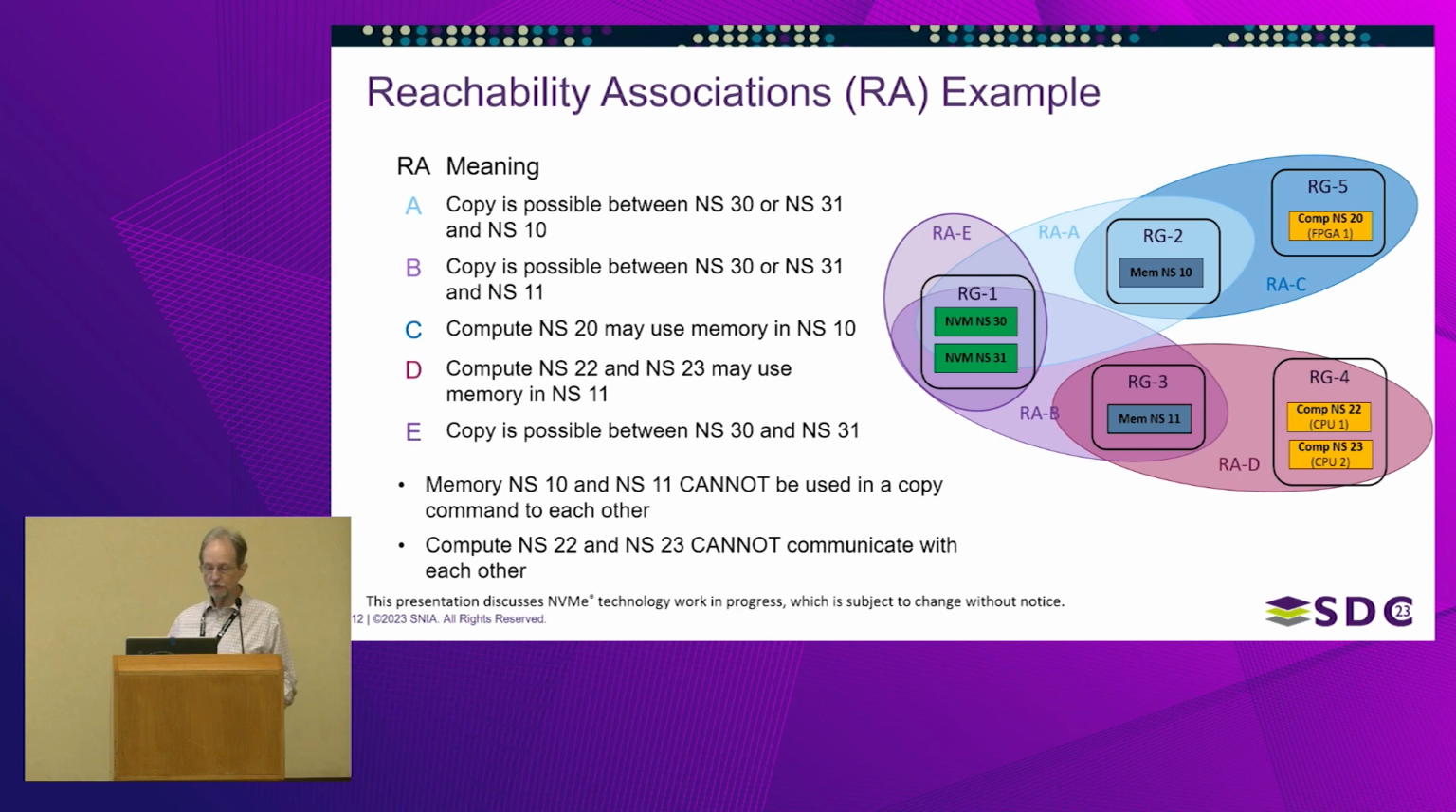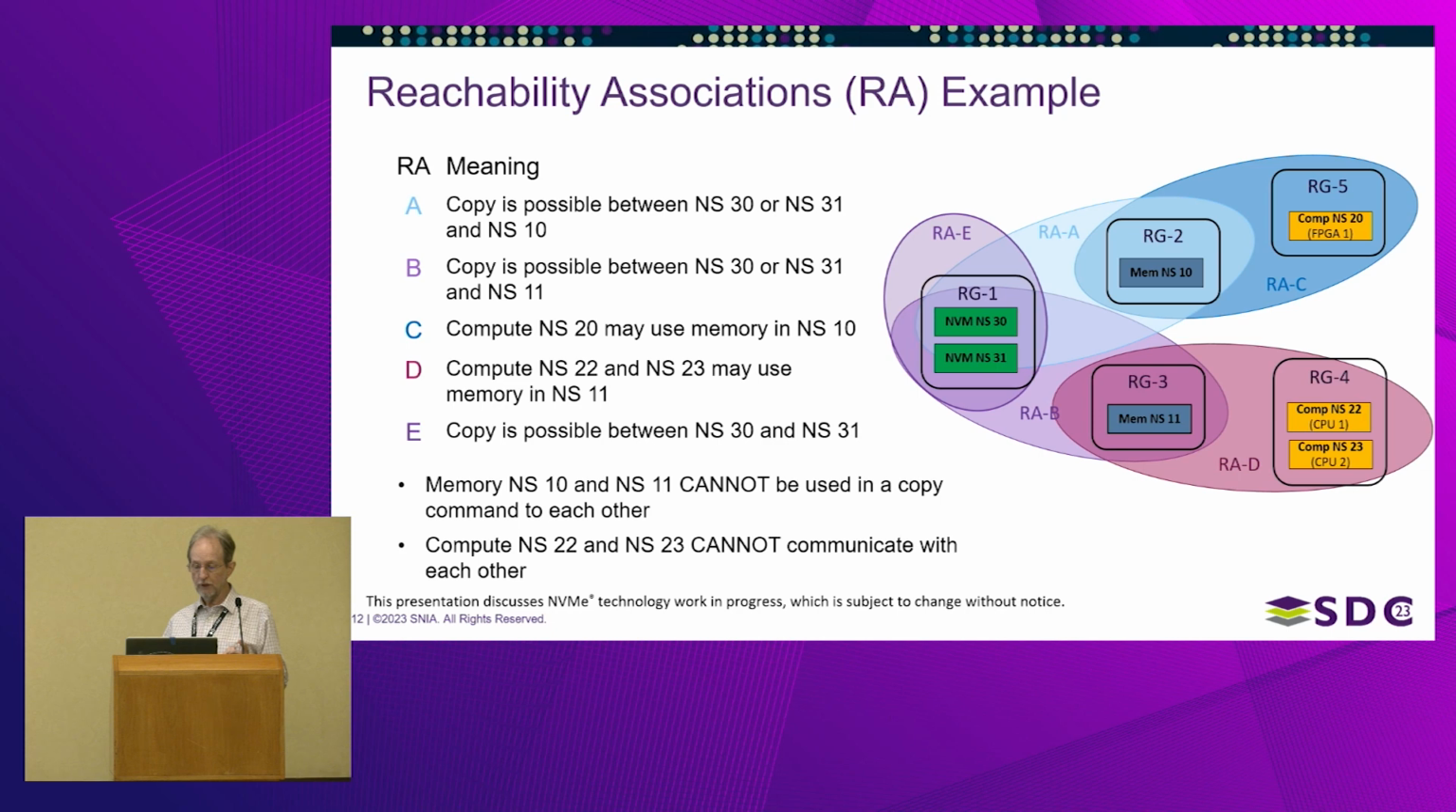So reachability association A means that a copy is possible between namespace 30 or namespace 31 and memory namespace 10. So if you have a copy command that specifies a source in NVM namespace 30 and a destination in memory namespace 10, that's allowed by reachability association A. Okay.